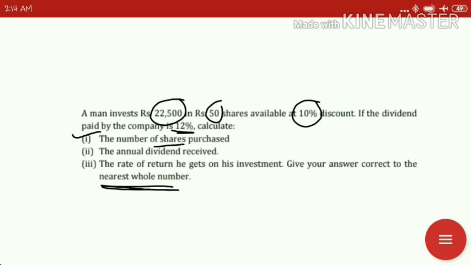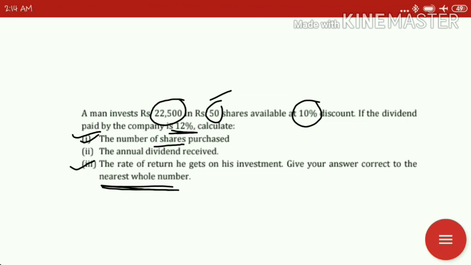And number 2, the annual dividend. So for annual dividend, you have to use the formula, that is number of shares, that you have already found in number 1, into the face value rupees 50, into the rate, that is 12%.